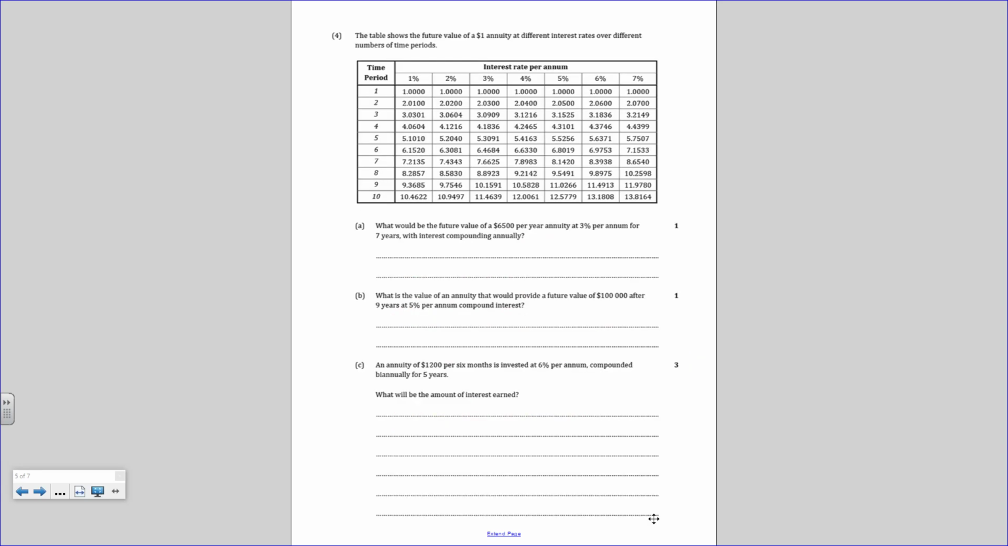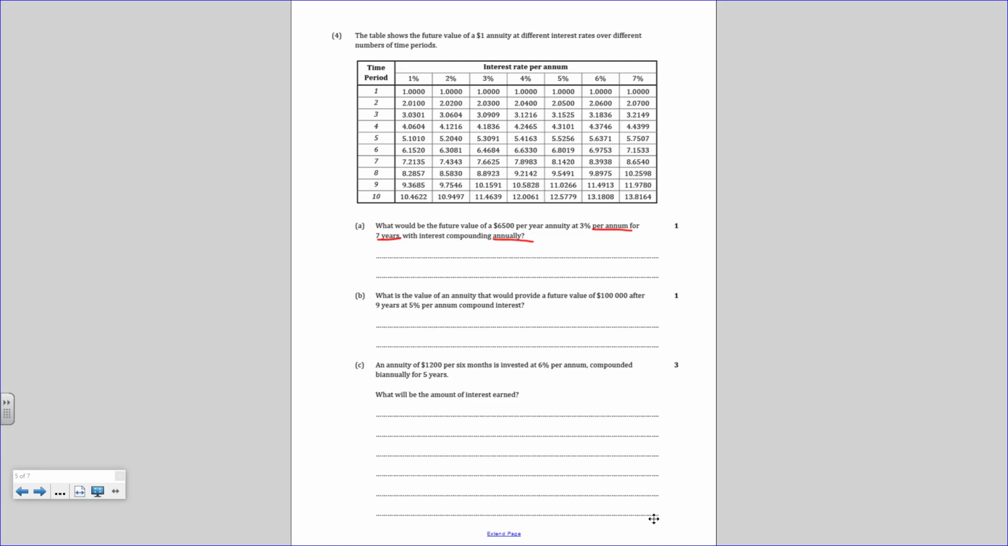Going to the next question, this is an annuities question. So, the table below shows the future value of a $1 annuity at different interest rates over different time periods. What would be the future value of a $6,500 per year annuity at 3% per annum for 7 years with interest compounded annually? So, we've got per annum, we've got annually, 7 years, basically nothing needs to change.